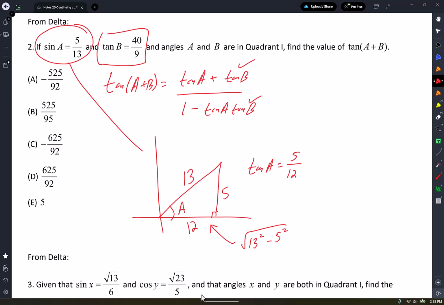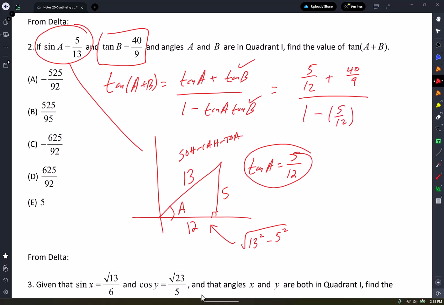All right, here we go. 5 over 12 plus... where'd you get that from here? Opposite, SOHCAHTOA, guys. Opposite over adjacent. 5 over 12 plus, what is tan B? 40 over 9, over 1 minus tan A, which is 5 over 12, times tan B, 40 over 9. That's a parenthesis. Type that into the calculator exactly how it looks.